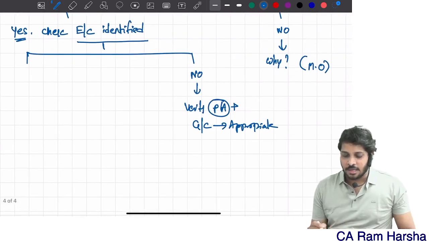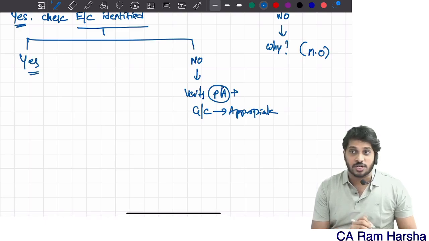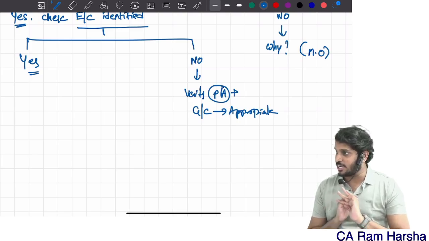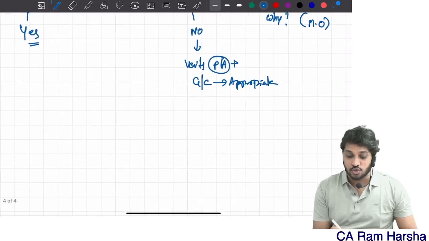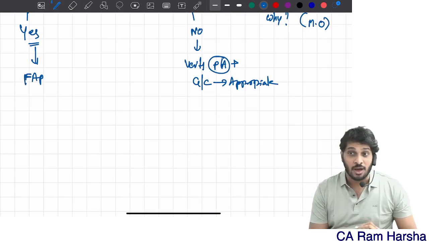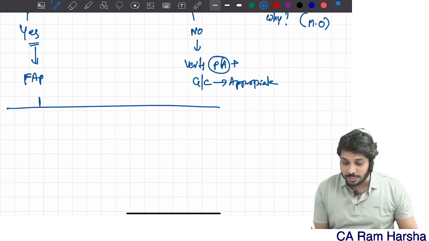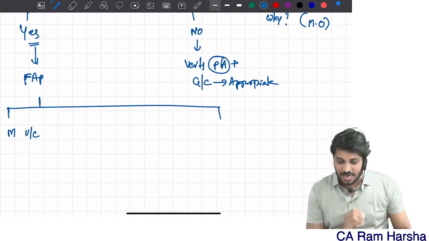Getting it? Then suppose some symptoms are identified that may cast a significant doubt on the entity's ability to continue as a going concern. If events or conditions are identified, the auditor has to do further audit procedures. Why are you doing further audit procedures? To determine whether there is a material uncertainty.